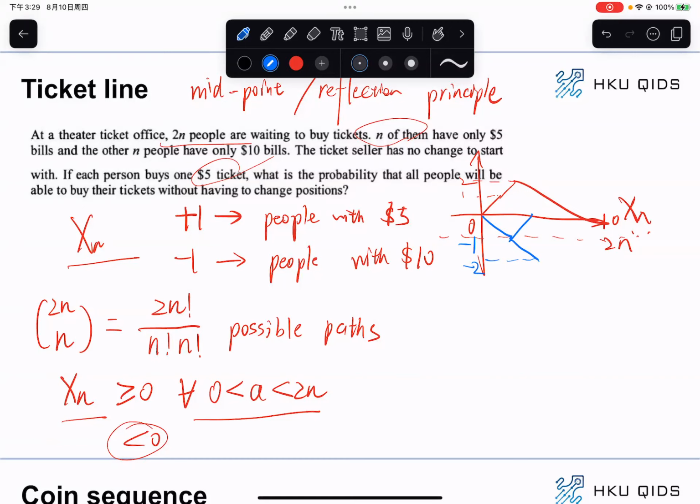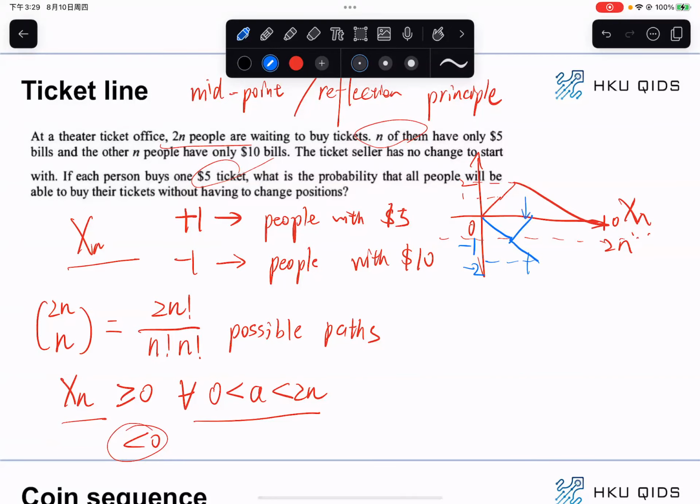And because these two are all reflectable, if we have one path go back to 0, then we have one corresponding path that goes to -2. This is called the reflection principle. So to find all the paths that bring us back to this xn here, we just need to calculate all the cases that reach -2. And we can find all the paths that rebound back to above 0.